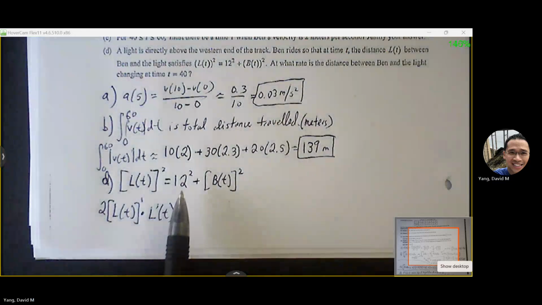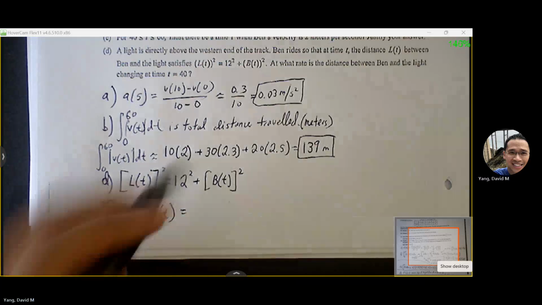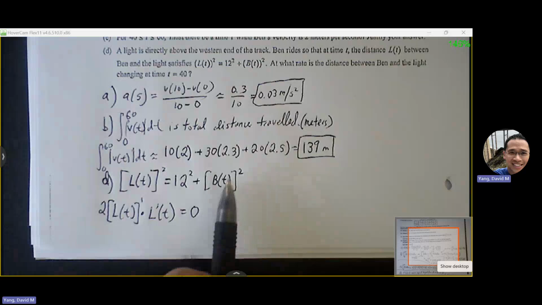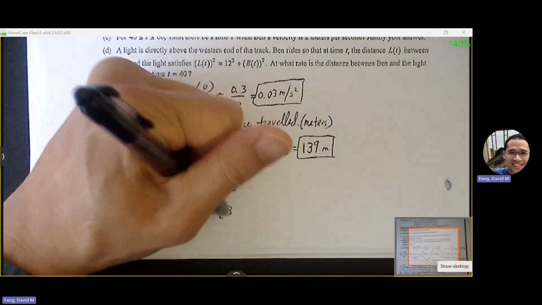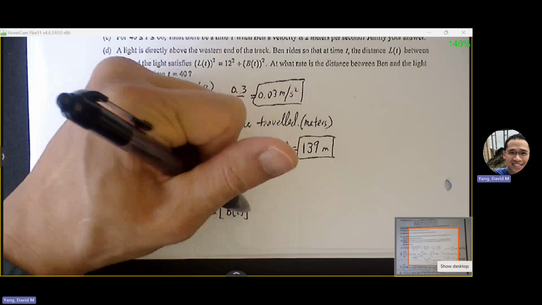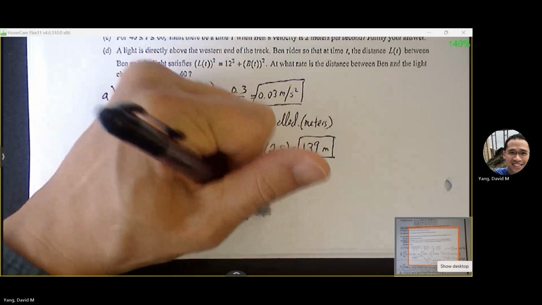Equals 12 squared is a constant. That constant goes to 0. And then another chain rule with B of t squared. So we get 2 bracket to the first power times B prime.